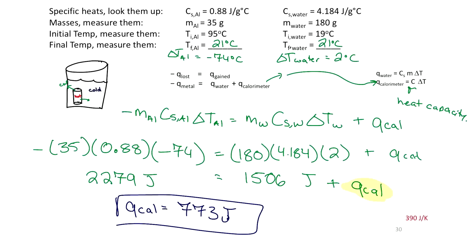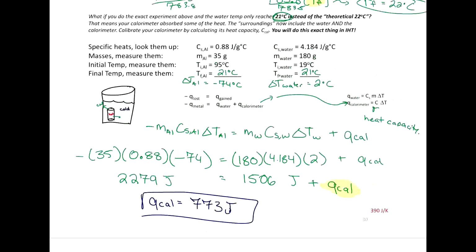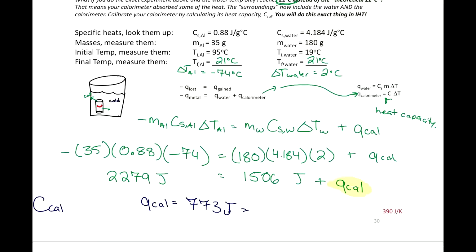So yeah, the calorimeter gained 700 joules of energy, but that's not quite what we want to calculate here. In the original question, we want to calculate what is the heat capacity of our calorimeter. So we're going to set this equation equal to our heat capacity equation, which is right here. Q calorimeter is equal to C, that's heat capacity, so I'm going to just say C cal, times delta T. So delta T of your calorimeter is the same as your water.